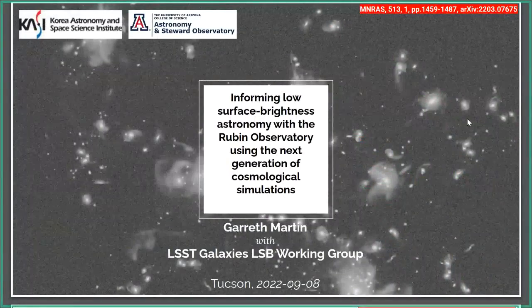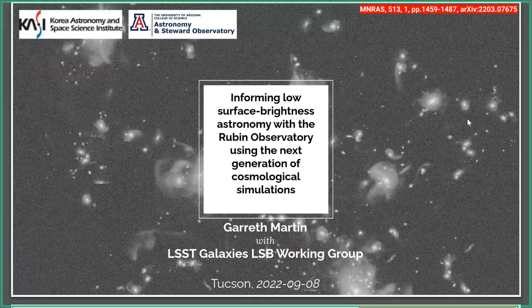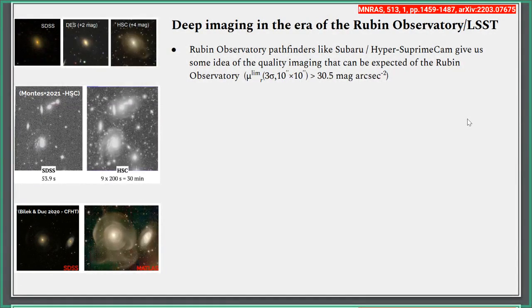So hi everyone. Today I want to talk about some work that I've been doing in collaboration with the LSST Galaxies LSP working group. Just to begin, I'll give some very brief background. Assuming everything goes to plan, we already know the kind of quality of imaging that we are going to get from LSST and from Rubin. For example, from the Subaru Hyper Suprime-Cam survey and various smaller surveys, we can achieve something like a 30.5 magnitude per square arcsecond limiting surface brightness. You can see here the improvement over something like SDSS in resolving the outer halos of galaxies at low surface brightness.